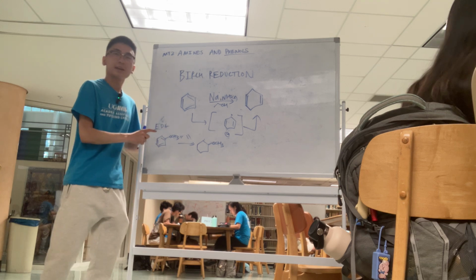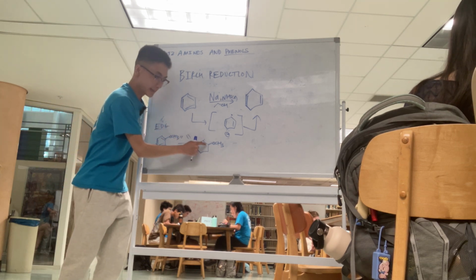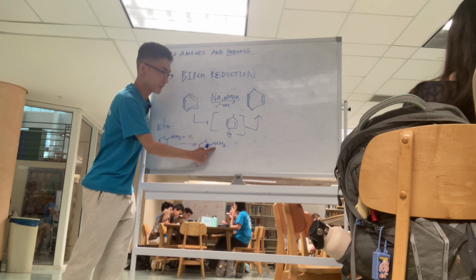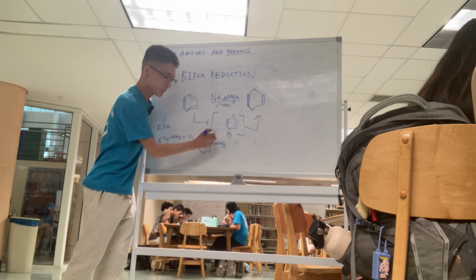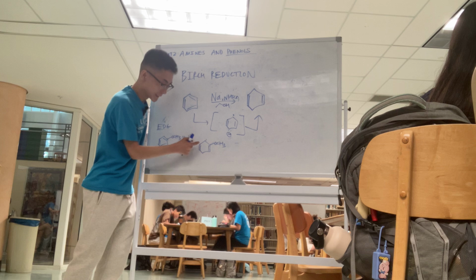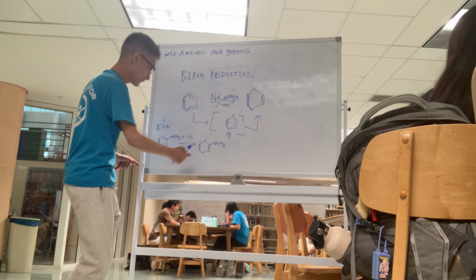If this is an EDG right here, do we want a negative charge near a negative charge? Is that stable? No. So we want the double bonds to be attached to the EDG, because the ones in between here have the negative charges. So that's it for the EDG.